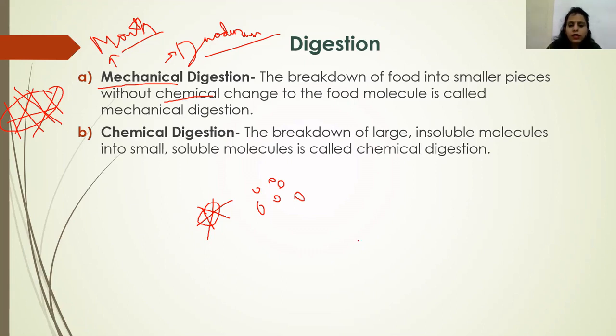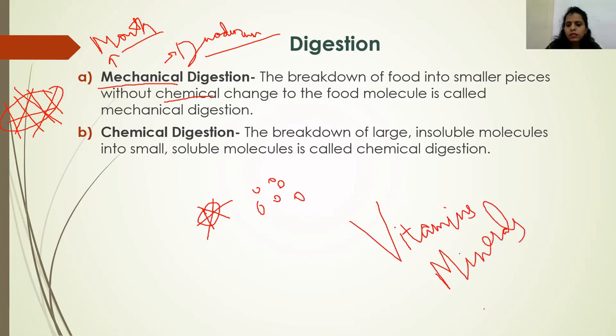Remember the two very important nutrients which are also called micronutrients, that is vitamins and minerals. These two do not require any kind of digestion in the body. So they are directly consumed. They go to your small intestine and are directly absorbed into the bloodstream.